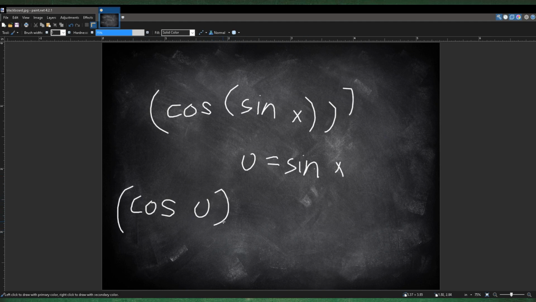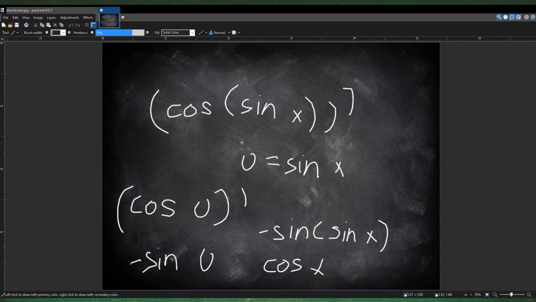So we just do the derivative of the outside first, and then we do the derivative inside. The derivative of cosine of u is equal to negative sine of u. So just plug u back inside: negative sine of sine of x. But that's not all. You have to do the derivative of u. The derivative of sine of x is cosine of x. So the derivative of cosine of sine of x is negative sine of sine of x times cosine of x. Sorry if it's not on the same line, I just ran out of room.